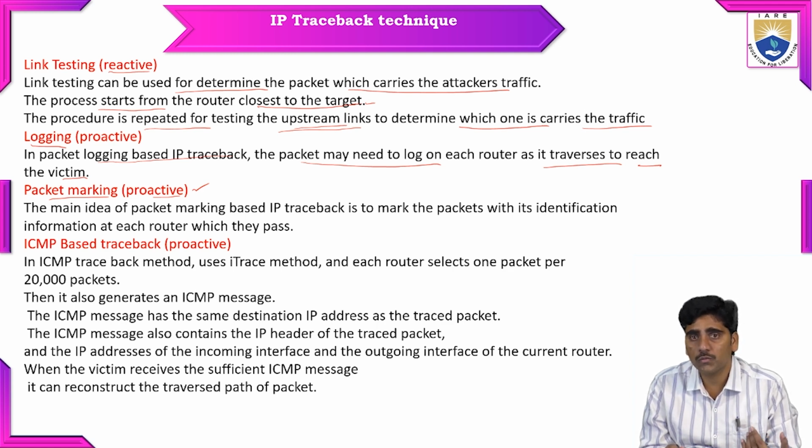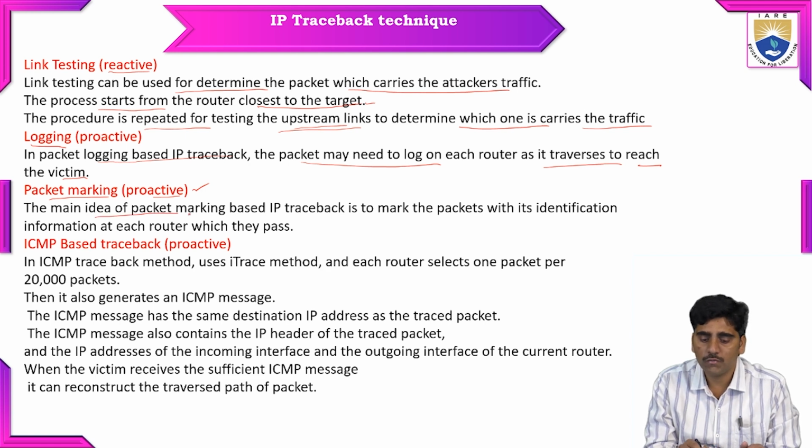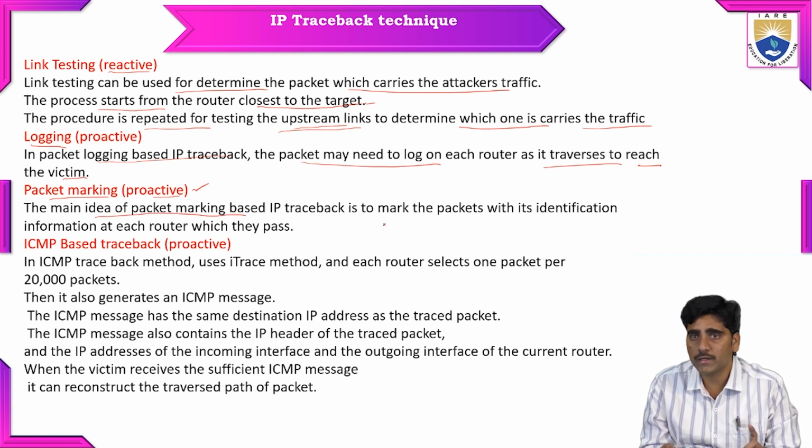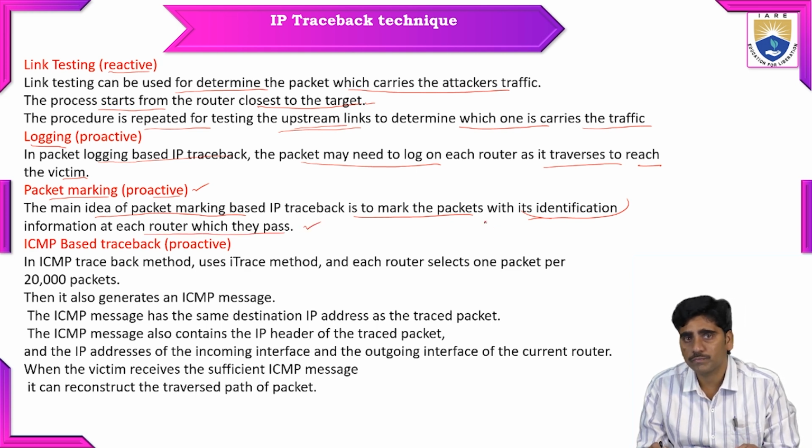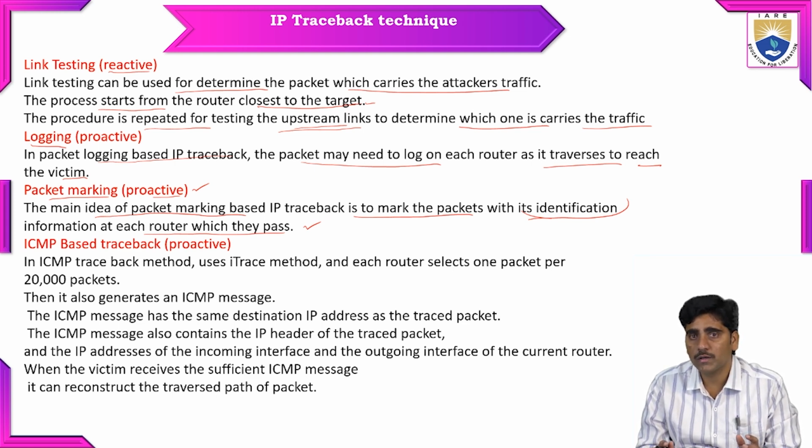So that means at the moment a packet is being transferred, the information is collected or traversed at that moment. The main idea of packet marking based IP traceback is to mark the packets with their identification information at each router they pass, which we already discussed. At the moment of packet delivery, each and every router has to mark the information about the packet with its identification information.